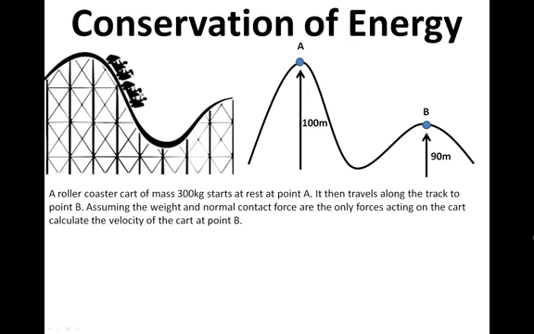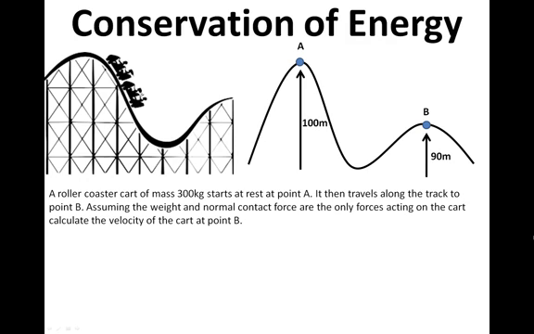So let's consider our roller coaster. A roller coaster cart of mass 300 kilograms starts at rest at point A. At rest simply means not moving. It then travels along the track to point B. Assuming the weight and normal contact force are the only forces acting on the cart, calculate the velocity of the cart at point B. Now this has given us enough information to calculate the velocity.